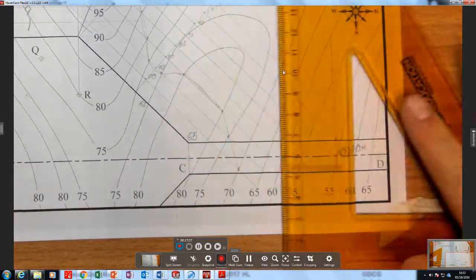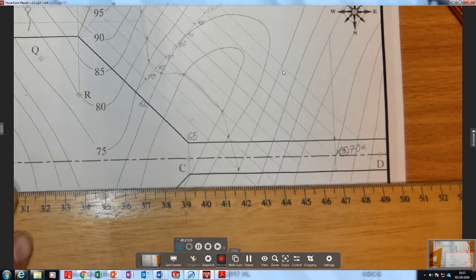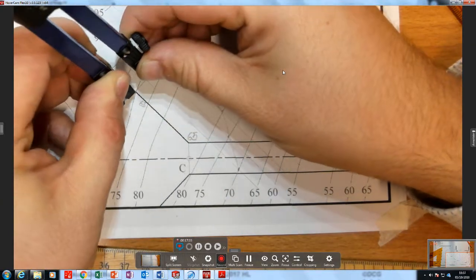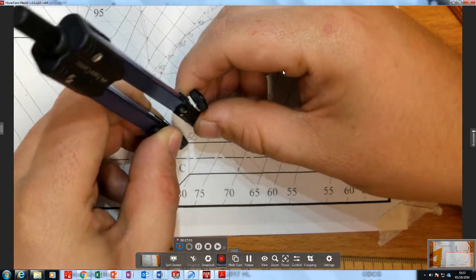So we're going to go back to our question, or back to the other side. We're going to draw a cone with a radius of 7.5 from point C.